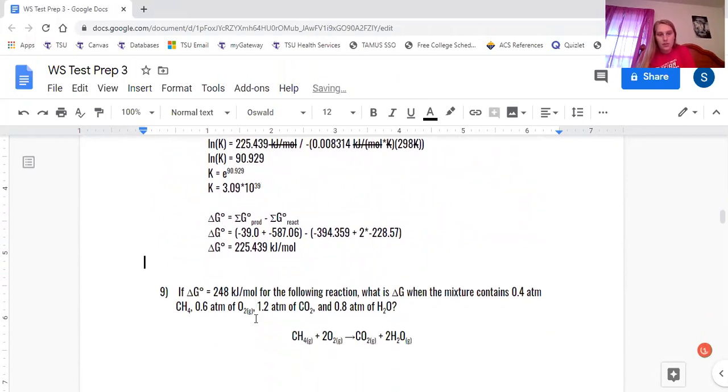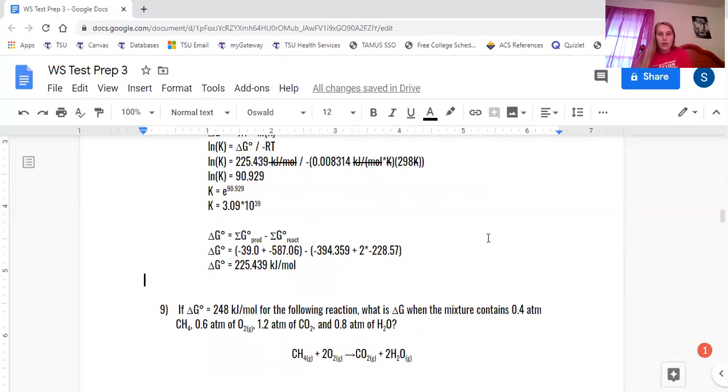And get rid of part of this so y'all can still see some of that. Okay. If delta G naught is 248 kilojoules per mole for the following reaction, what is delta G when the mixture contains 0.4 atm of CH4, 0.6 atm of O2, 1.2 atm of CO2, and 0.8 atm of H2O?